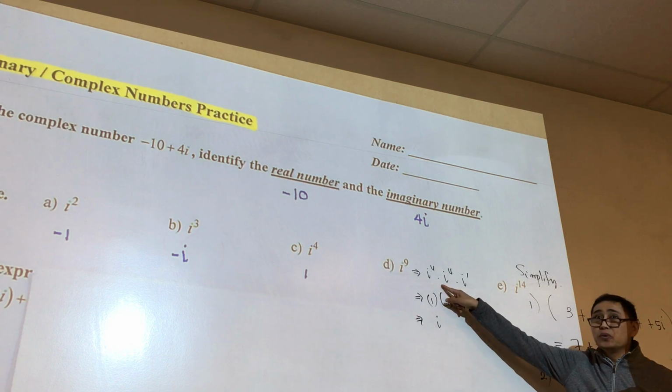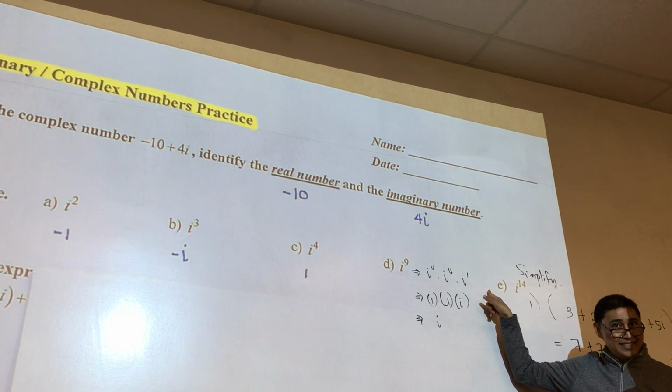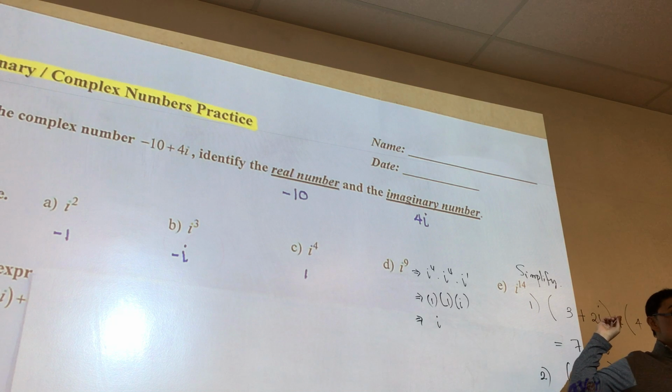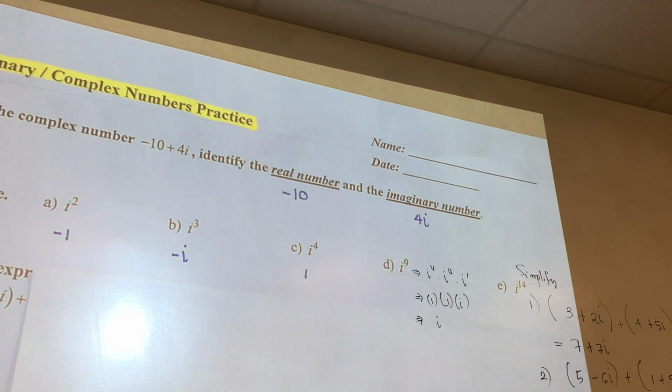So, rules of exponents. Right? Or basically, how do you break it? My suggestion is break it into i to the 4th. Because i to the 4th is? 1. It's an easy number. It's just a 1. Is that right? Okay.